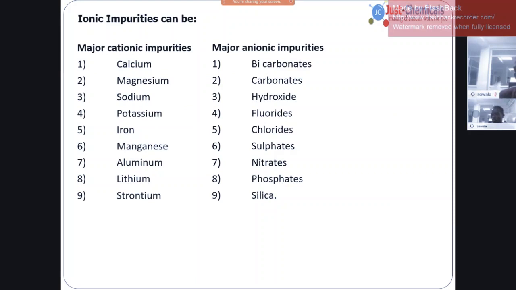So these are the ionic impurities which we try to remove through reverse osmosis: calcium, magnesium, sodium, potassium, iron, manganese, aluminum, lithium, strontium. This is on one side, and another one is barium in cationic impurities, whereas the anionic impurities are bicarbonates, carbonates, hydroxides, fluorides, chlorides, sulfates, nitrates, phosphate, and silica. Silica is a very dreadful anion.